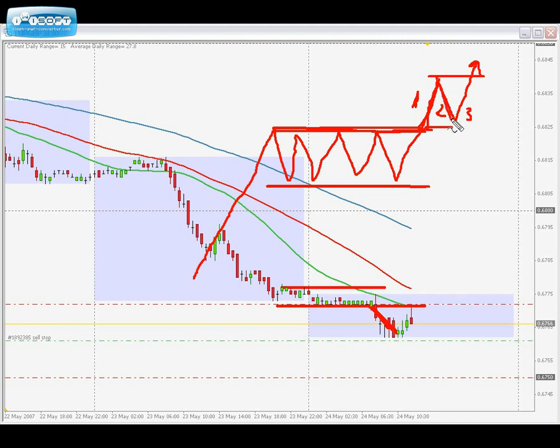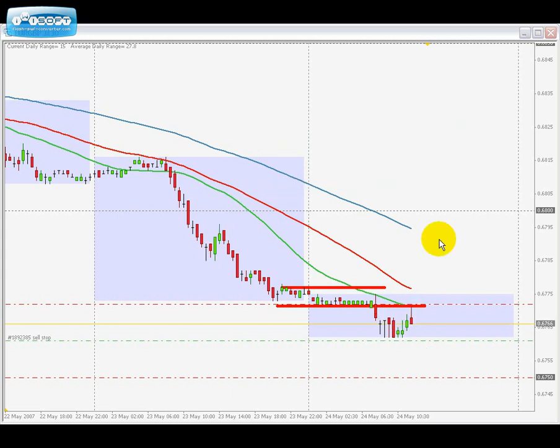Then we have aspect number 2, the pullback, which is this portion of the chart. And now if we continue to the downside, right there I will trigger my short entry. My stop loss is going to be placed below the pullback, 1-2 pips below the pullback, right there. You see that? Is that clear enough? I hope so. That's how I place my stop losses on breakouts.